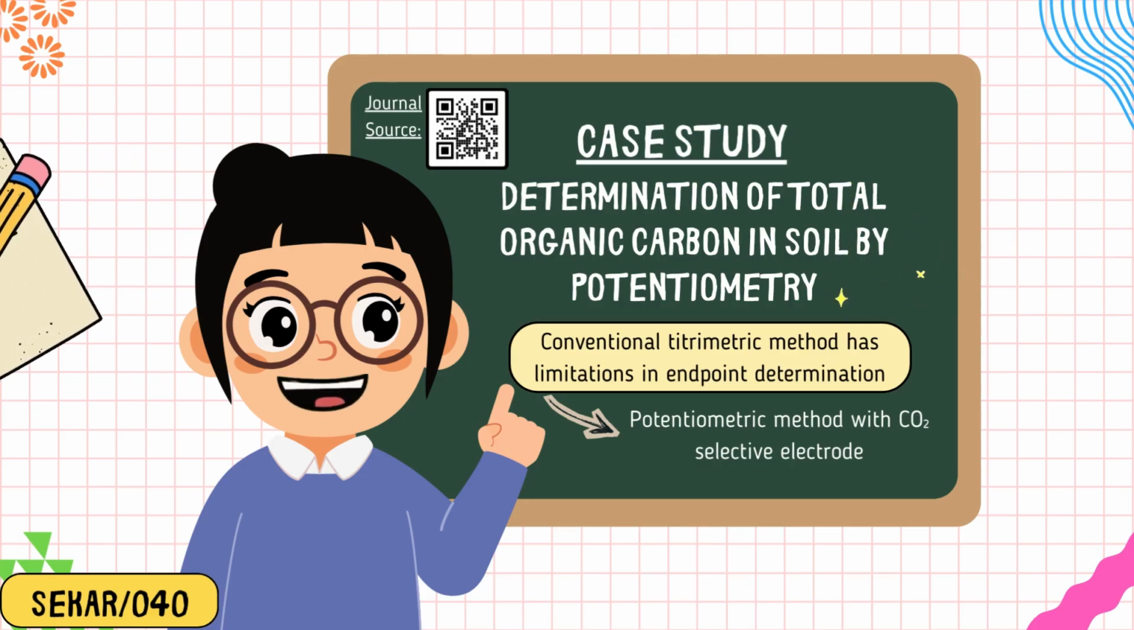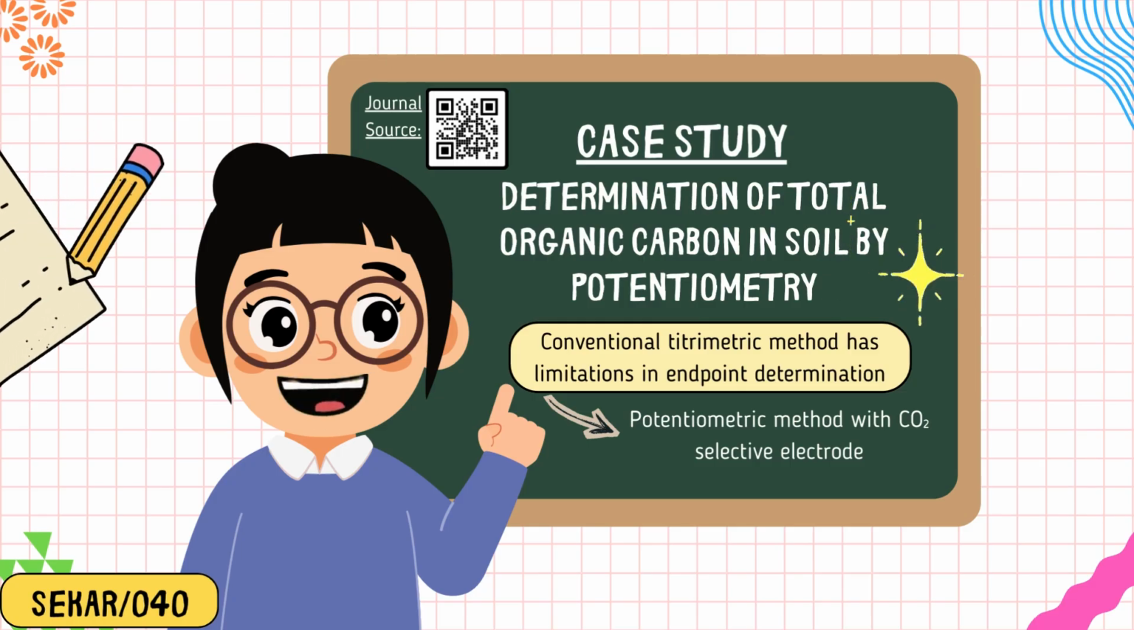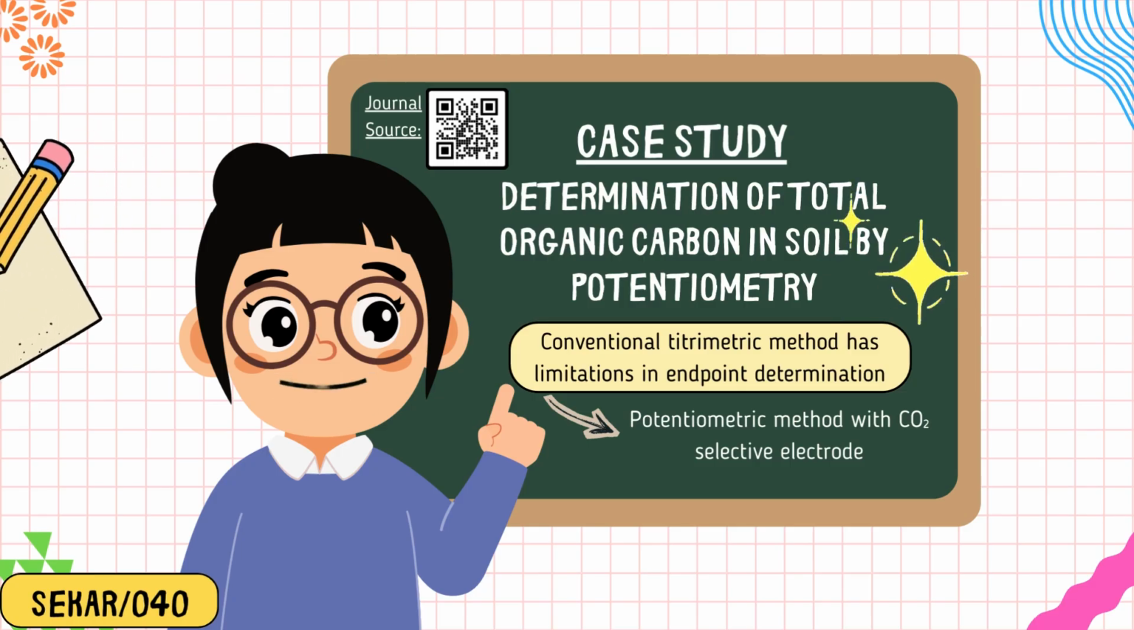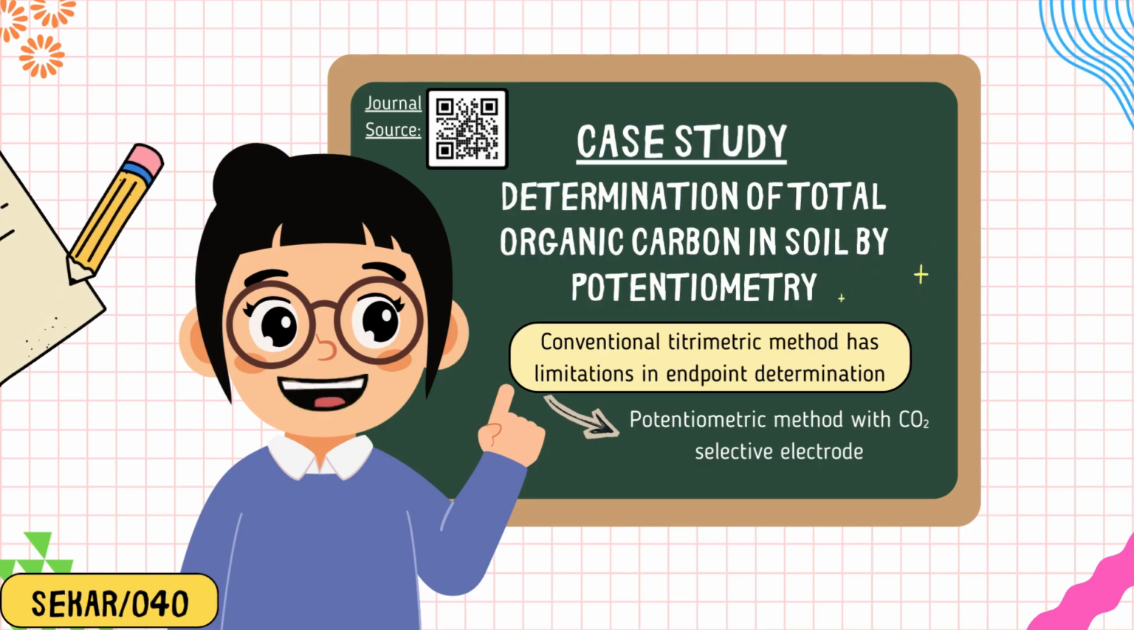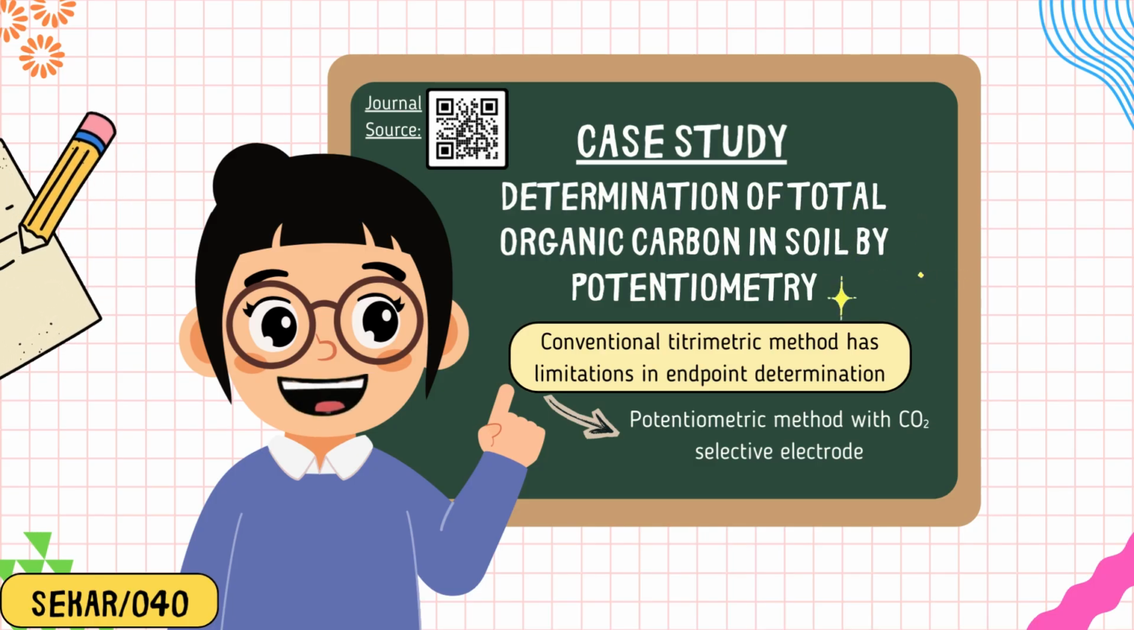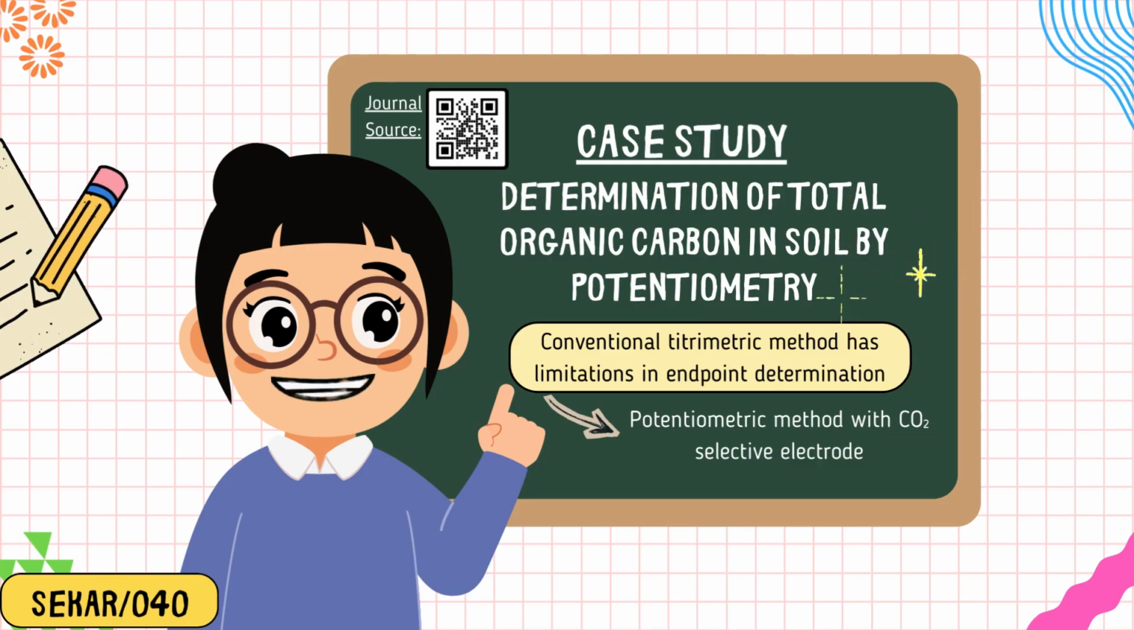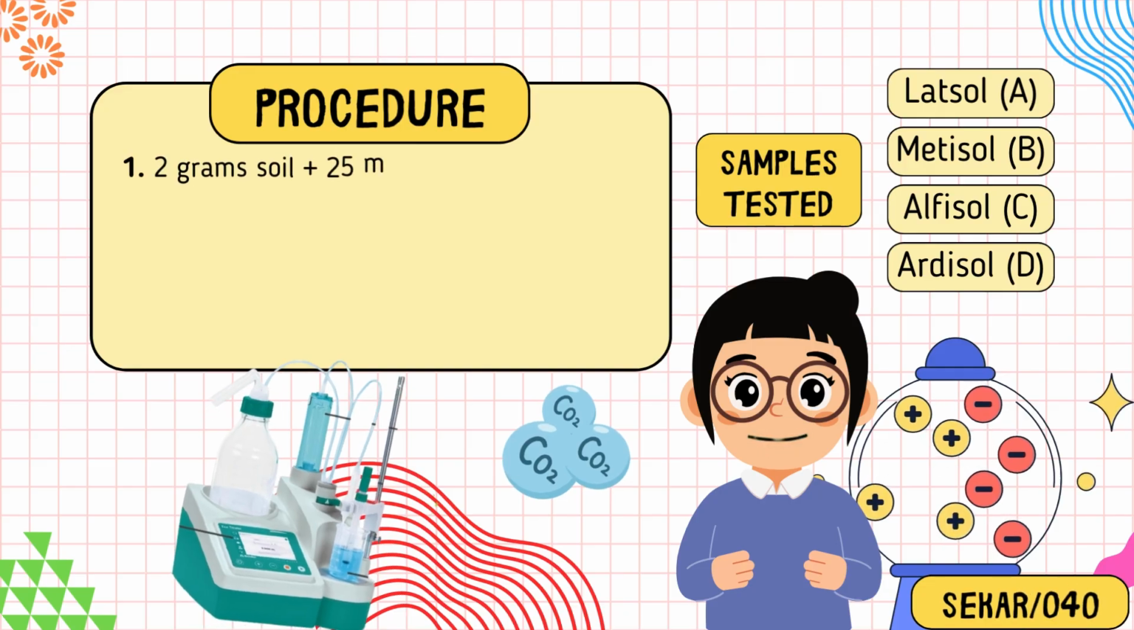The new method is different. It uses electrodes to sense CO2 gas. First, the organic carbon in the soil is turned into CO2 gas. Then the electrode measures this gas. The reading you get is directly related to the amount of carbon. And here is how it's done.